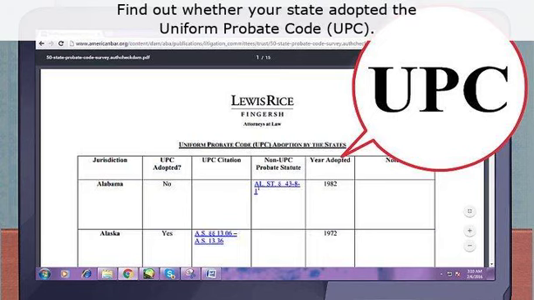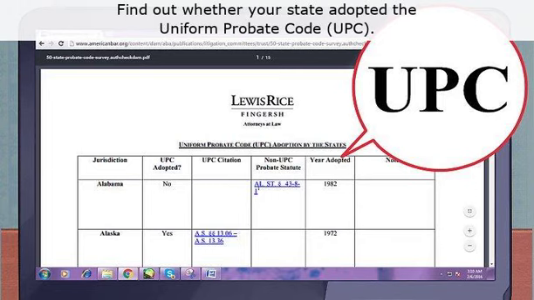Step 3. Find out whether your state adopted the Uniform Probate Code, UPC. The UPC is an act drafted by the National Conference of Commissioners on Uniform State Laws to standardize state laws governing wills and other matters related to estates. It has been adopted in full by 17 states and in part by many other states. To find out whether your state adopted the UPC, check with the American Bar Association.